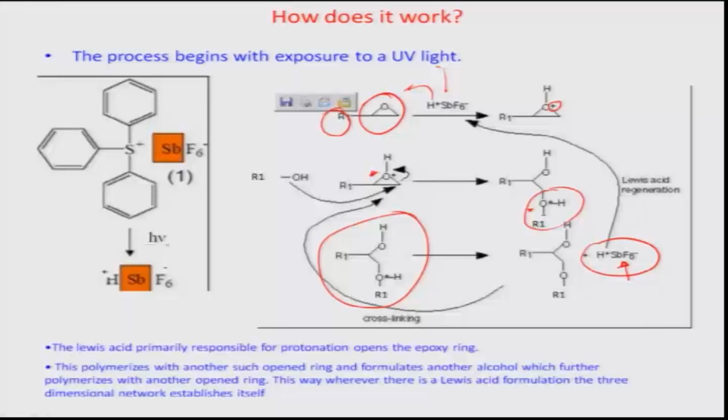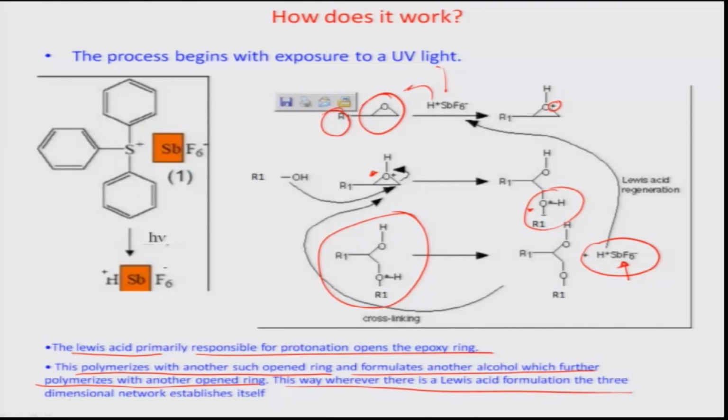So the process involves a Lewis acid, which primarily is responsible for protonation and opening of the epoxy ring. This polymerizes with another such open ring, formulates another alcohol which further polymerizes with another open ring, and this way there is a formulation of the 3-dimensional network which establishes itself. So that is how the photolithography process really works.